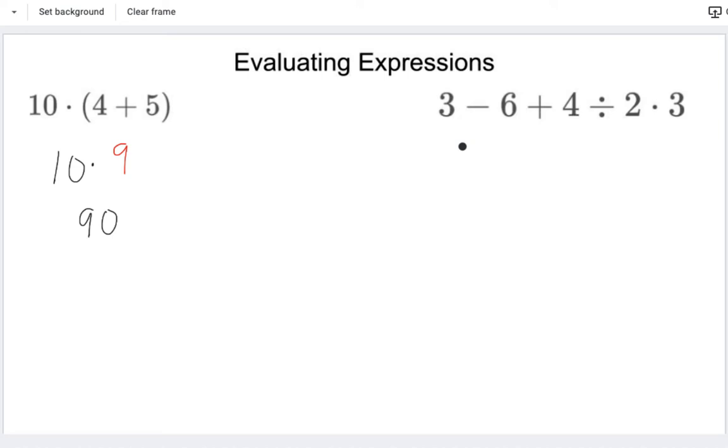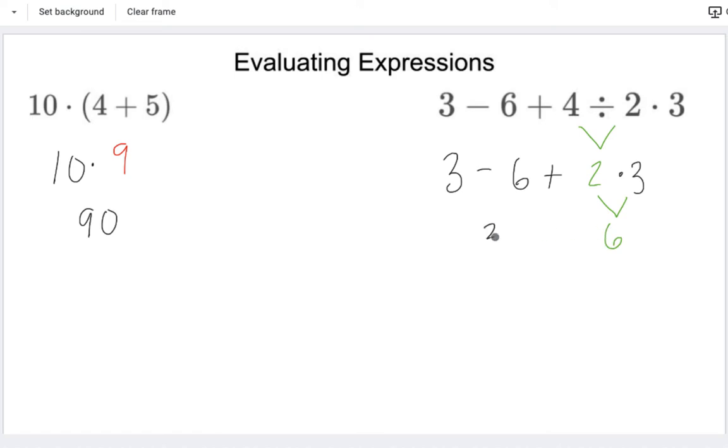Over here we have 3 minus 6 plus 4 divided by 2 times 3. So we want to remember that what we're doing is multiplying or dividing, whichever one comes first, before we add or subtract, whichever one comes first. As we go through our operations, we have division, then multiplication over here. So 4 divided by 2 is 2. Anytime you do a step, you want to write down what you have left in the right order. So now I have 3 minus 6 plus 2 times 3. So 2 times 3 first is going to be 6.